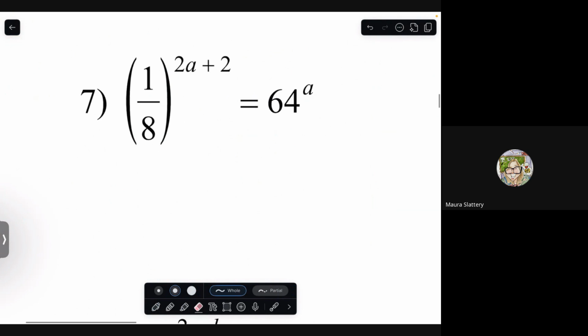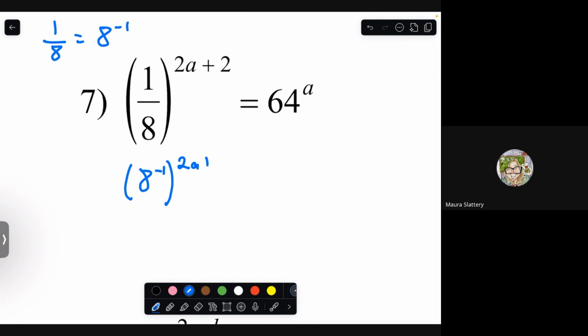All right. So first off, we know that we can rewrite this. We know that 1/8 is equal to 8 to the -1. Do we all feel comfortable with that? Yeah. All right. So we're going to write that as 8 to the -1. Then how could I write 64 in base 8? 8 to the power of 2. Good?